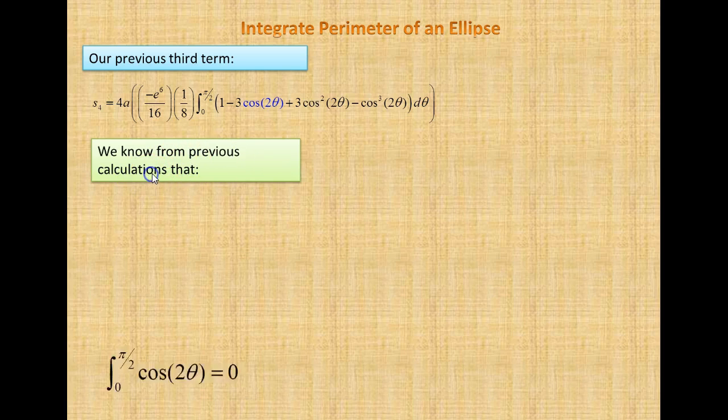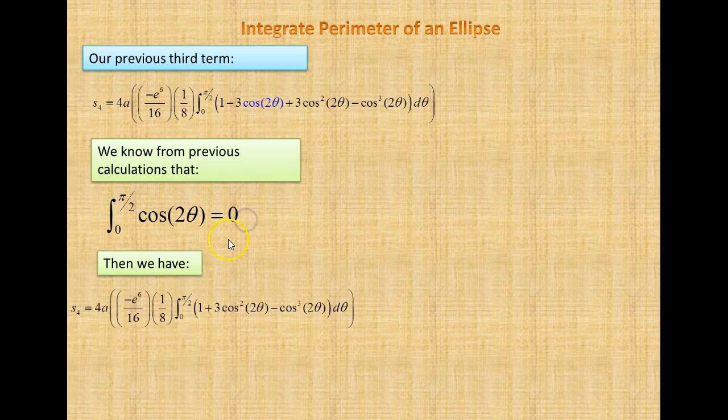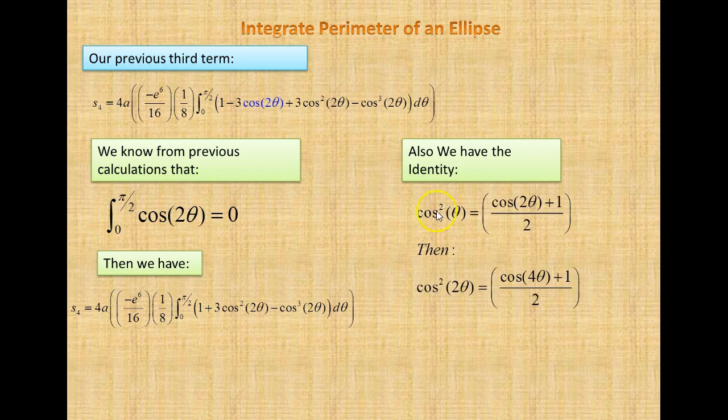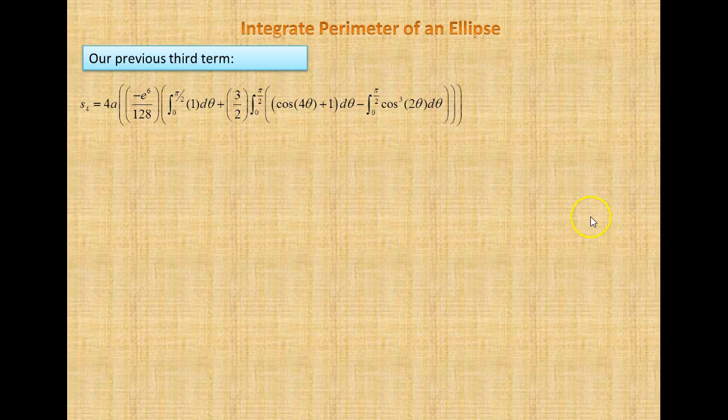Here's our previous equation. We know from previous calculations that the cosine 2 theta term is equal to 0, right there. Then we have 1 plus 3 times cosine squared 2 theta minus cosine cubed 2 theta, d theta. Also, we have the identity cosine squared theta is equal to (cosine 2 theta plus 1) divided by 2. Then cosine squared 2 theta is equal to (cosine 4 theta plus 1) divided by 2.